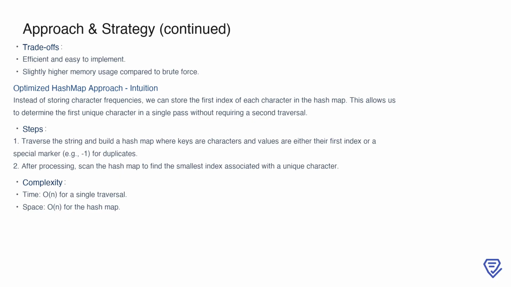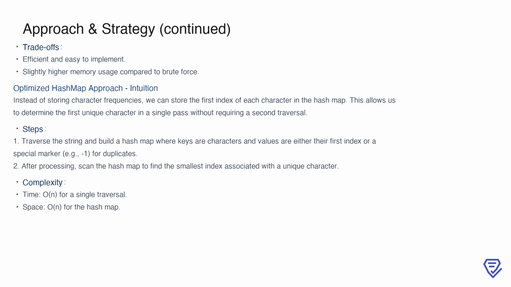To further optimize, we can use an improved version called the optimized hash map approach. Instead of storing character frequencies, we store the first index of each character in the hash map. This eliminates the need for a second pass. Here's how it works. As we traverse the string, we build a hash map where each key is a character, and the value is either its first index or a special marker, such as -1, if the character is a duplicate.